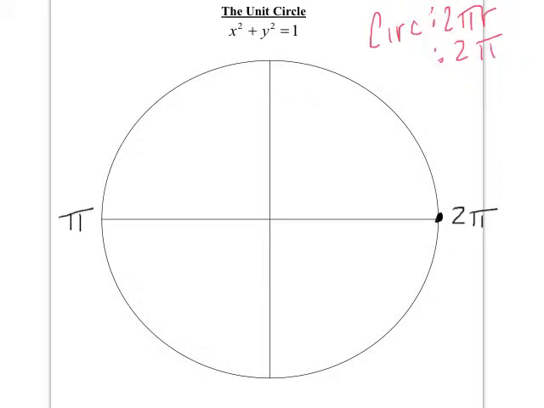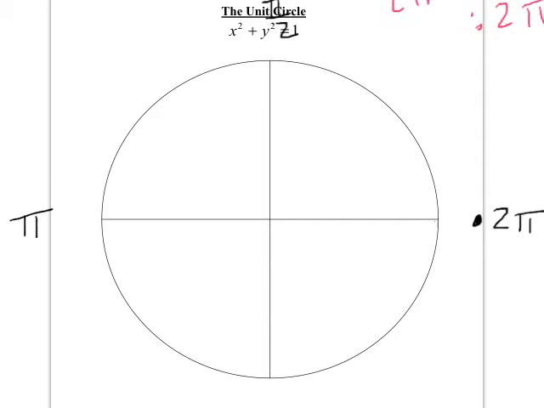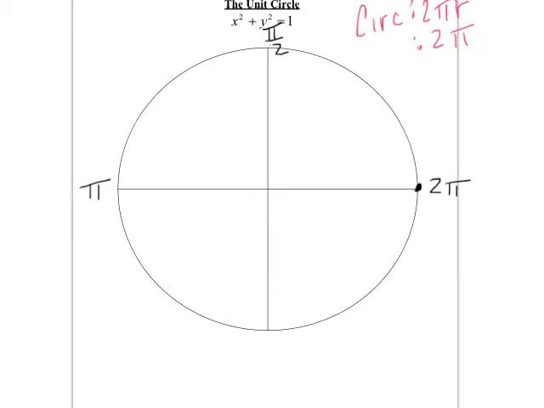What about from here to here? Well, that would be pi over 2. And what about from here all the way down to here? Well, let's see. That would be, let's shrink this just a little bit, that would be 3 pi over 2.